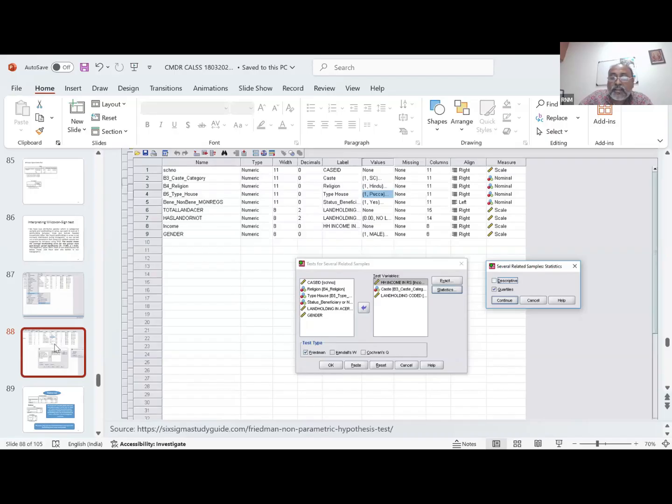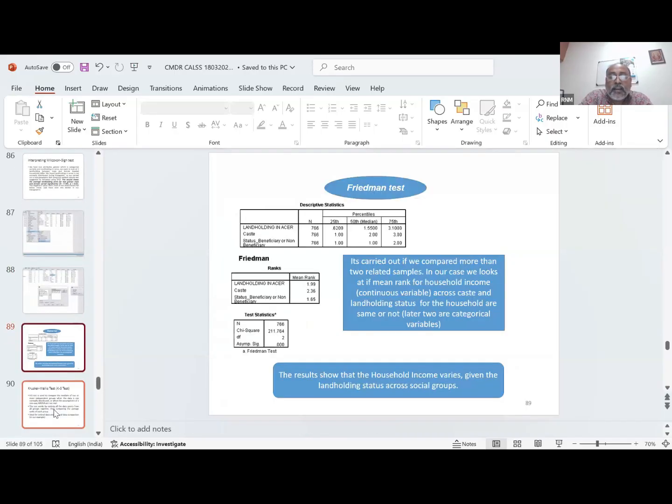Caste and land holding status are two categorical variables, and household income is the continuous variable. So how to do it? The Wilcoxon sign test we used is only for two groups. Now this Friedman is actually helping us to compare the variance for more than two groups. So you see land holding in acre, caste, and status of beneficiary, the N has been given.